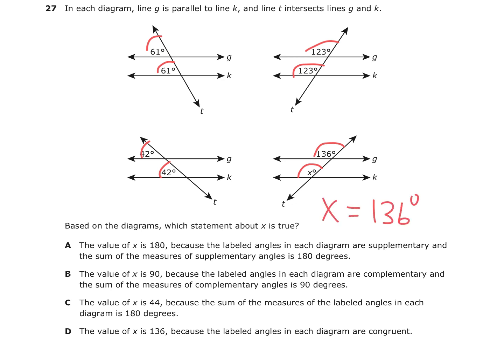And if we look at the answer choices, X is 180, no. X is 90, no, that would be a right angle. X is 44, no. The value of X is 136 because the labeled angles in each diagram are congruent. That is the correct answer. The correct answer for 27 was D.